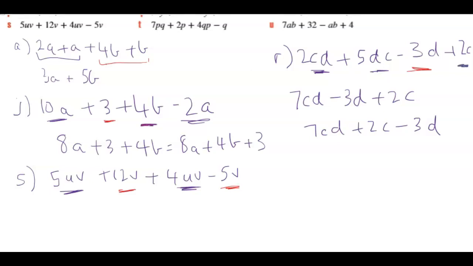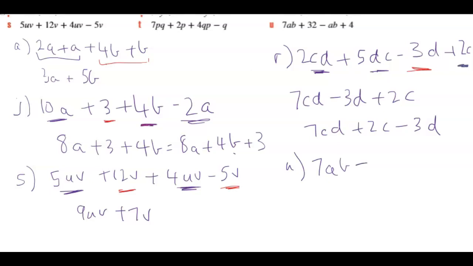Okay, if you want to, you can rewrite them by bringing them together, but I think you don't need to necessarily do that here because we're not really working with anything too complicated. But if you wanted to, you could write 5UV plus 4UV, but we can skip and just write 9UV. Then we've got 12V minus 5V, so we've got plus 7V. All right, let's just do one more. I might do U.